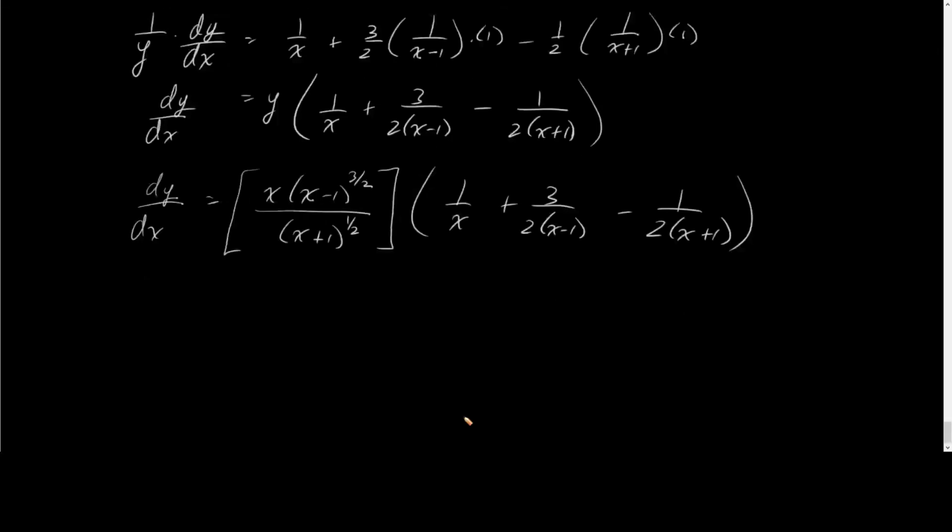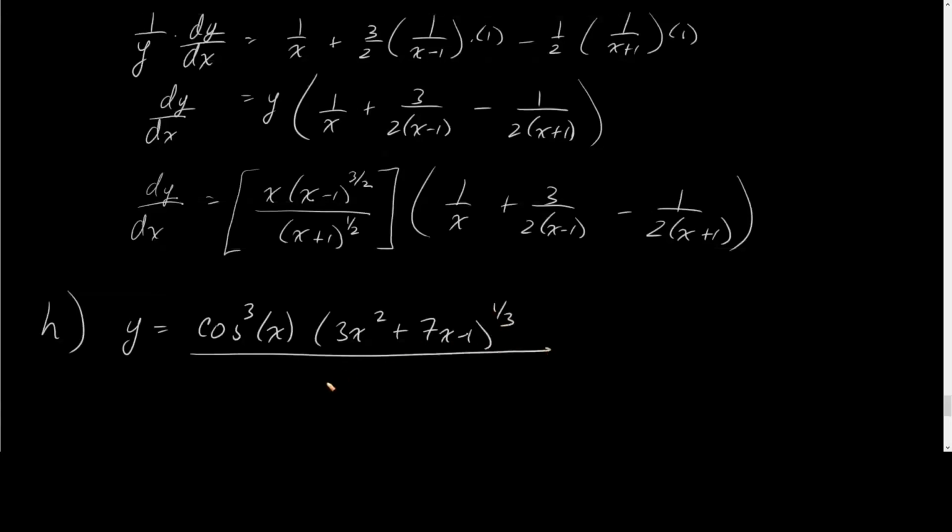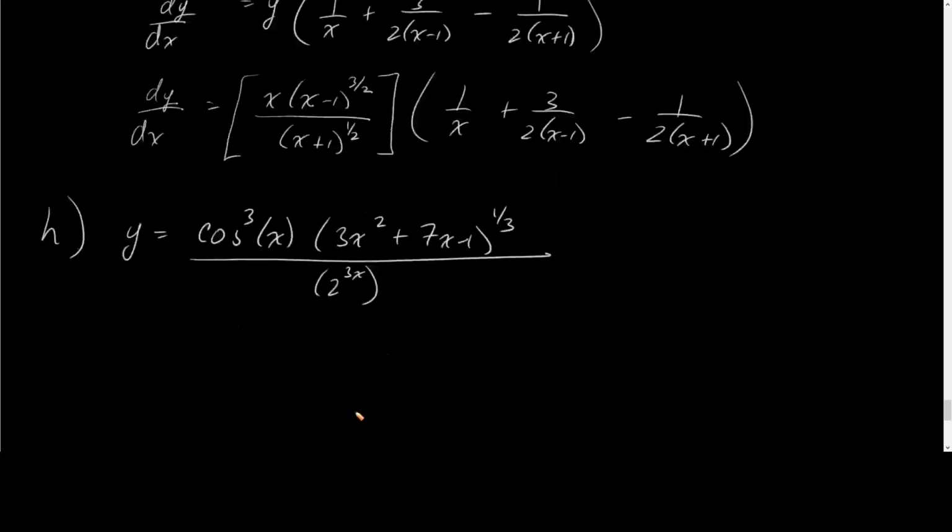So H. Let's see another example. Let's say that I had y is equal to cosine cubed of x times (3x squared plus 7x minus 1) to the 1/3 over 2 to the 3x. That's not what I meant to write. I meant to write, oh, that's fine, 2 to the 3x. That's good enough. All right.